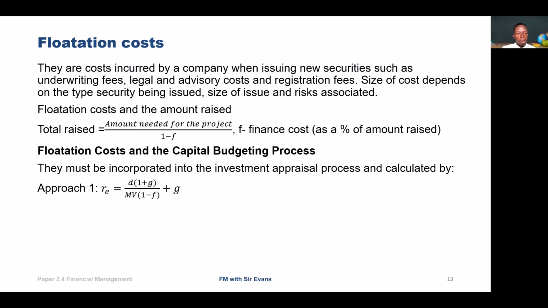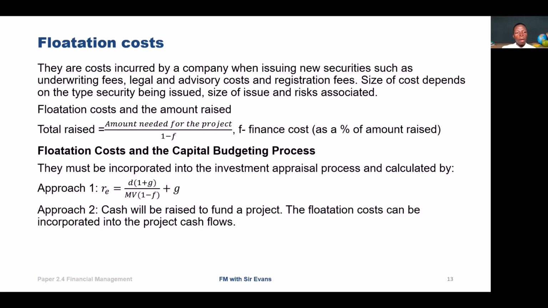You realize that in some of the examples we looked at earlier, there were flotation costs involved, and we had to deduct that from the market value to give us the net proceeds of the various shares. Approach 2 is that cash will be raised to fund the project, and the flotation costs can be incorporated into the project cash flows. So it's either you incorporate it by the first approach, or in the second approach, when you are finding your present value of the various cash flows, you include the flotation cost as an outflow, and that would also help you to arrive at the appropriate market value.